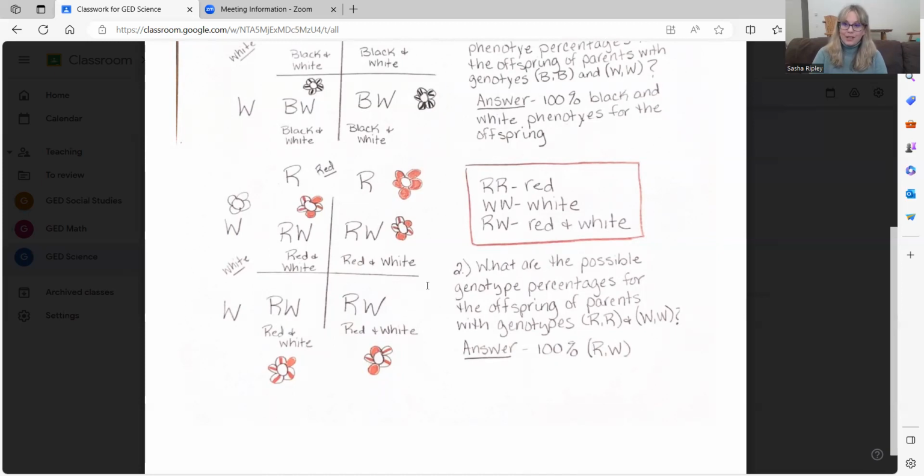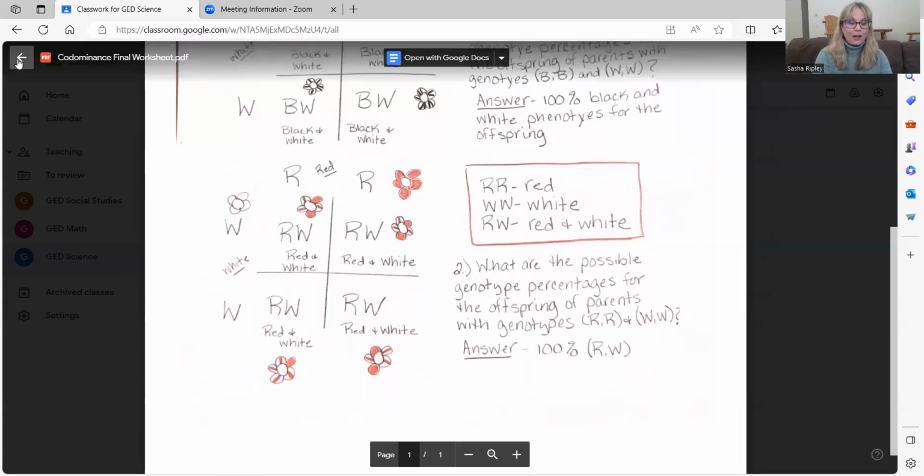And what would be the percentage of phenotypes for the offspring of these two parents? That would be 100% red and white. Remember, phenotype is what you see. Okay, let's go on.